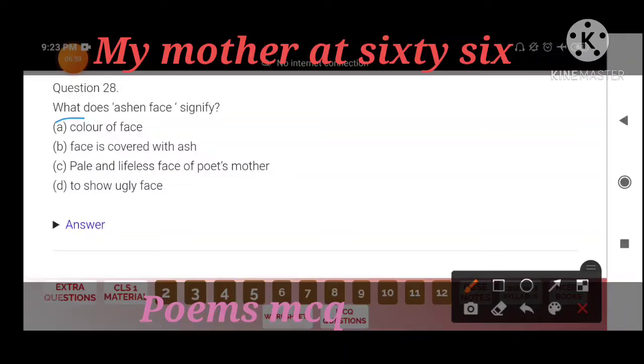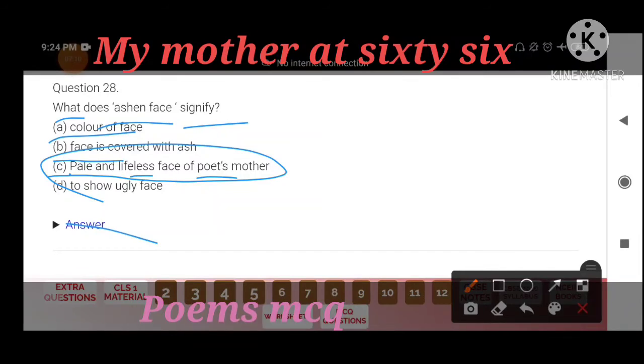What does ashen face signify? Color of face. Face is covered with ash. Pale and lifeless face of poet's mother, and too ugly face. So answer is the pale and lifeless face of poet's mother.